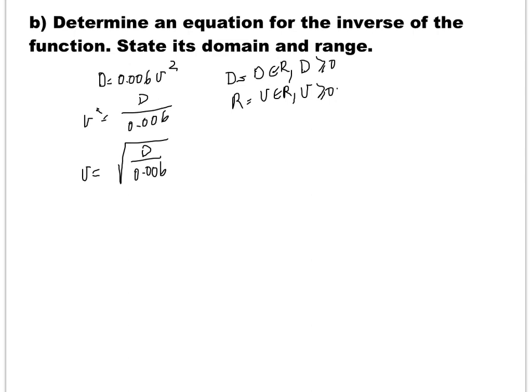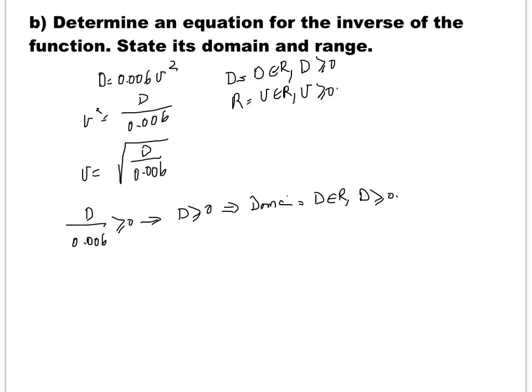Now to find the domain and range, you can easily see either from the graph that we had before, or from this equation we can say that d over 0.006 has to be greater than or equal to 0 because it's under square root. From here, if I multiply both sides by 0.006, I get d has to be greater than or equal to 0. So the domain is d in R, and d has to be greater than or equal to 0.